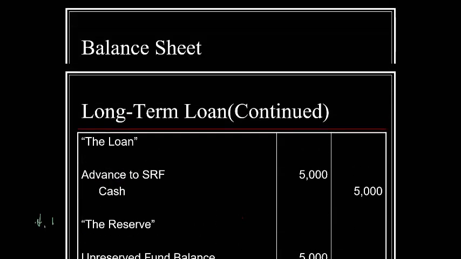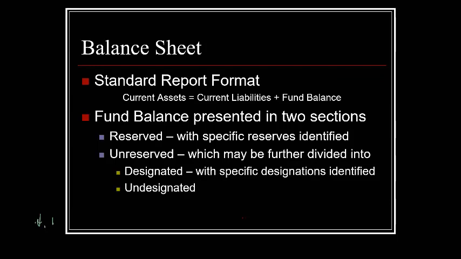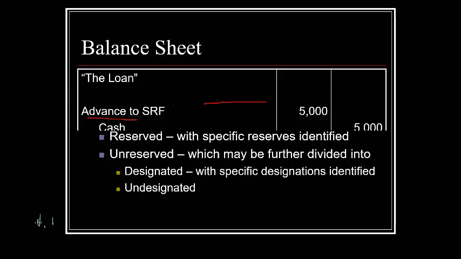Whenever we go from that to the balance sheet, we will see that the current assets, as you can see here, equal current liabilities plus fund balance, and this is the equation that we used. And here I'm giving a definition for the reserved, which is with a specific reserve identified, and the unreserved, which may be further divided into designated and undesignated.